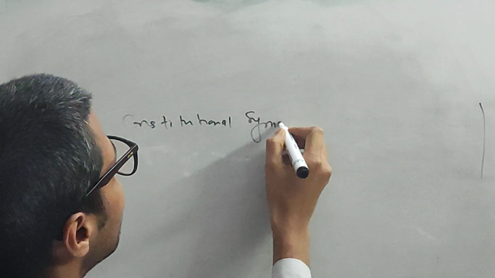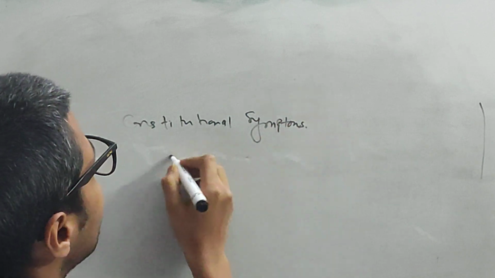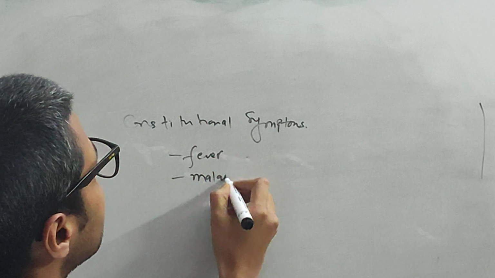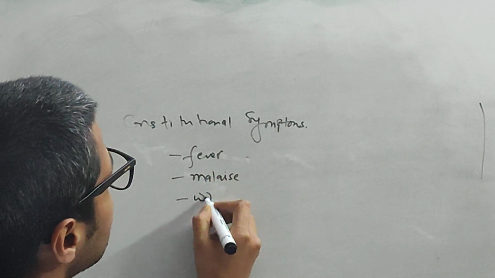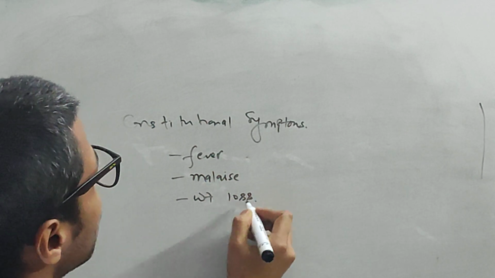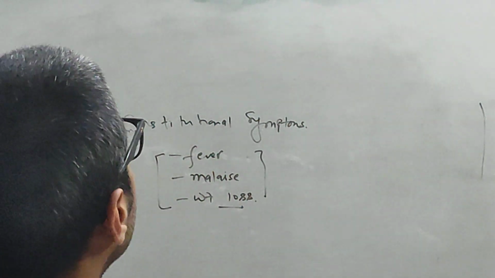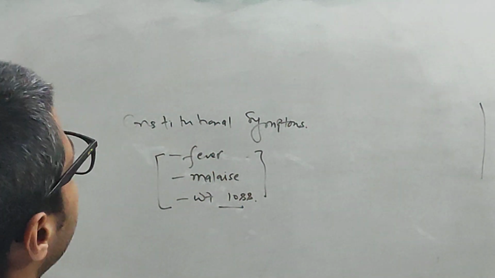Constitutional symptoms. When there is inflammation, it can cause fever, it can cause malaise. Due to cytokines, it can cause weight loss. So these are some of the common features you can see in almost all types of vasculitis.